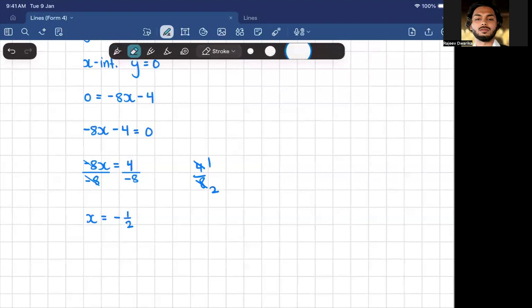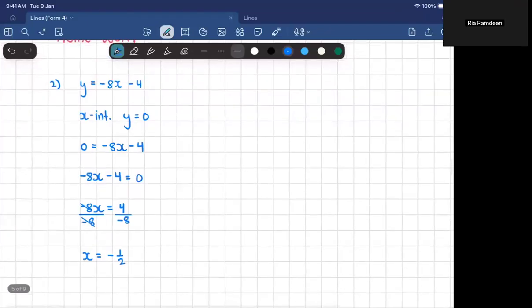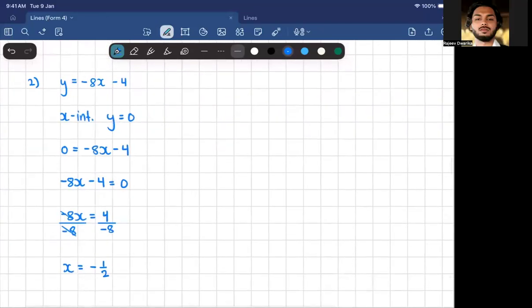If you have a pizza and the pizza is 8 slices, the whole pizza is 8 slices. If somebody eats 4 out of the 8 slices, you'd say that they ate what fraction of the pizza? They ate half. Right. 4 is a half of 8, so it makes sense. Okay, nice. So that was the x-intercept.